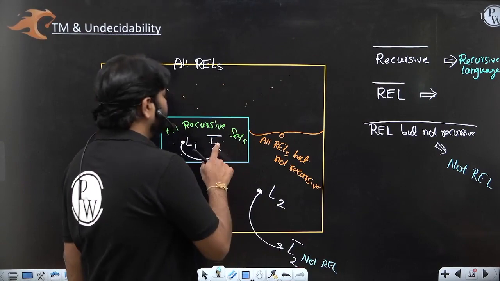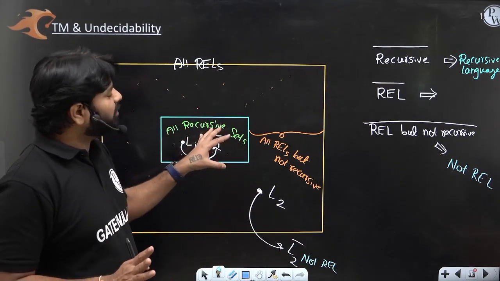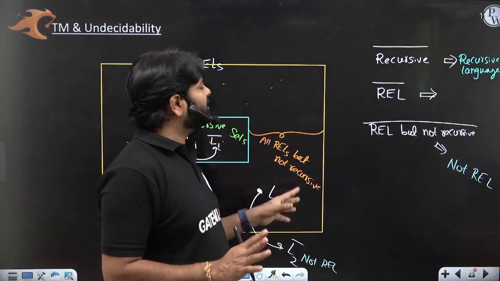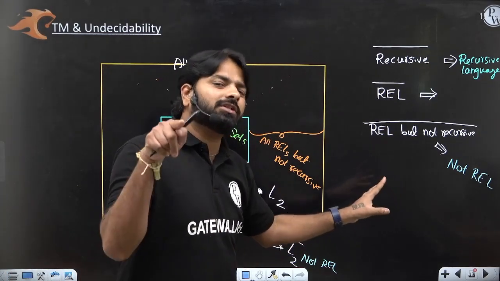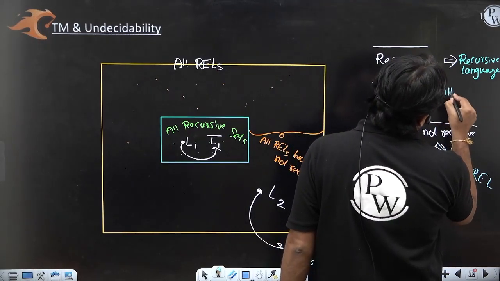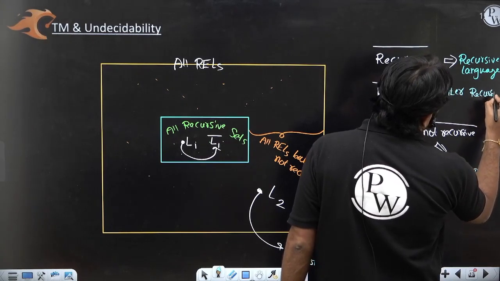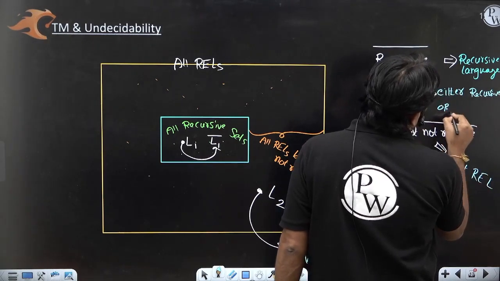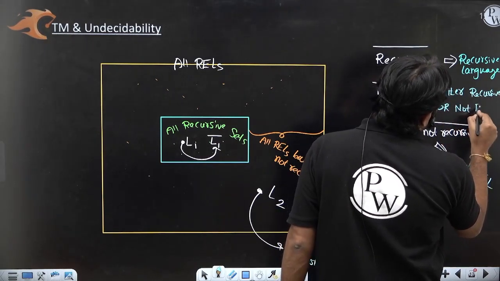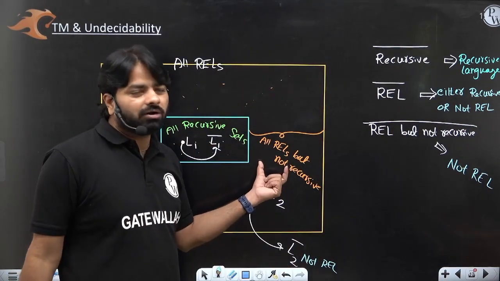Or is it recursive? That depends on which language you take. Take any language from here, you will get a recursive. Take any language here, that gets not REL after doing the complement. So for an REL complement, you will see either recursive or not REL. But it is guaranteed, it will never be REL but not recursive.